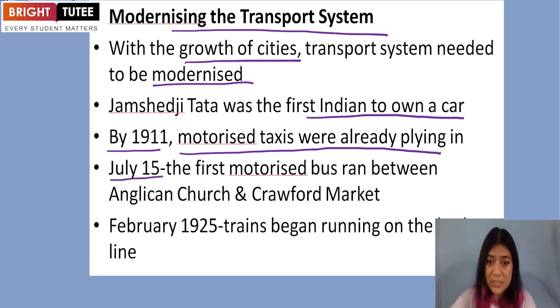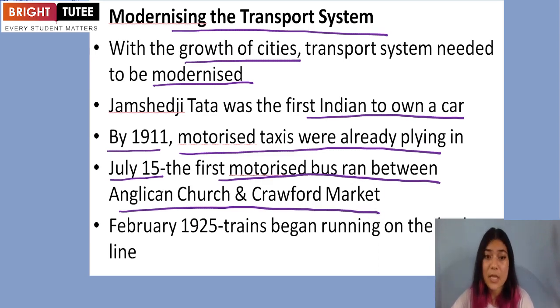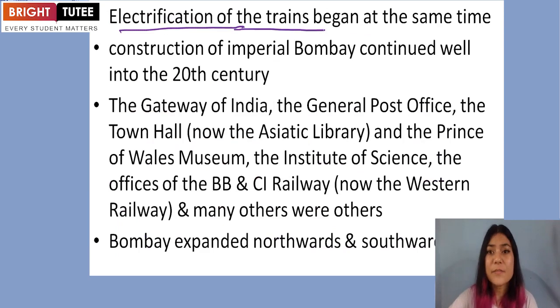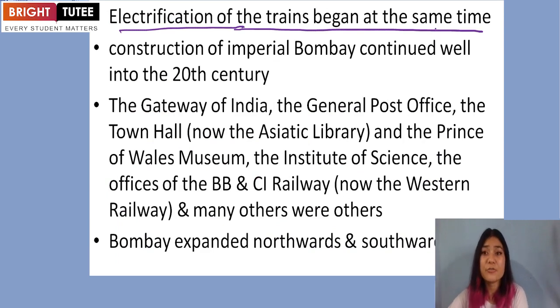By July 15th, the first motorized bus ran between Anglican Church and Crawford Market. And in February of 1925, the trains began to run on the harbour line. The electrification of trains began at the same time. So the trams also began to be introduced and they began to run around the city.